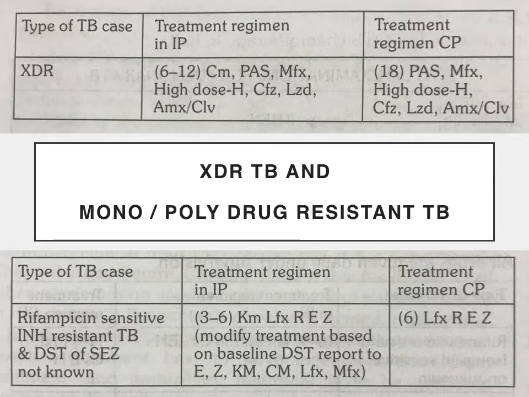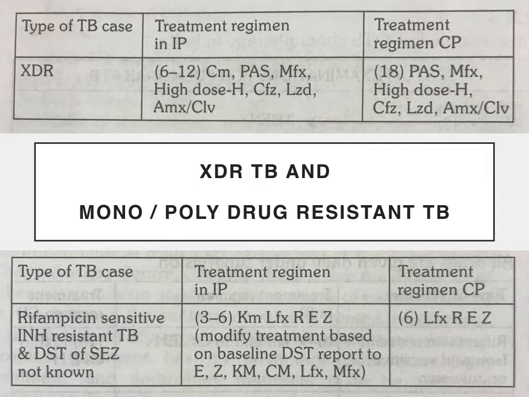And then we have this XDR, which stands for extensively drug resistant TB. In these cases, XDR cases will be treated with the standardized treatment regimen comprising of an injection and the rest of the medications. And the duration of the phases will be, initial would be for 6 to 12 months, and then the continuation phase would be up to 18 months.